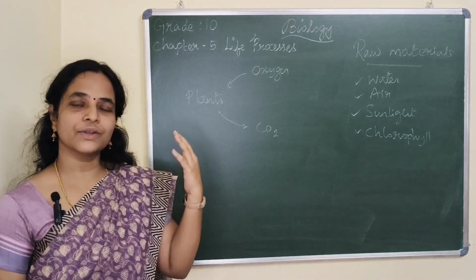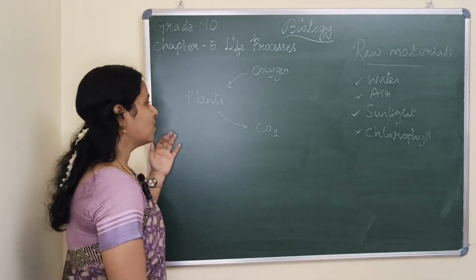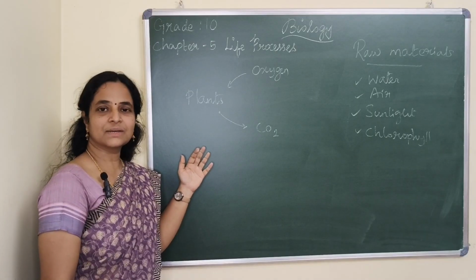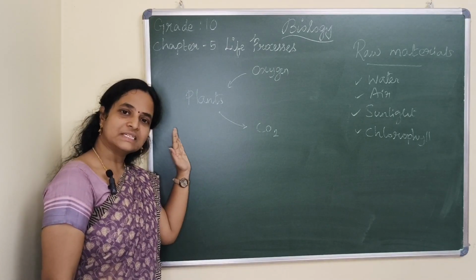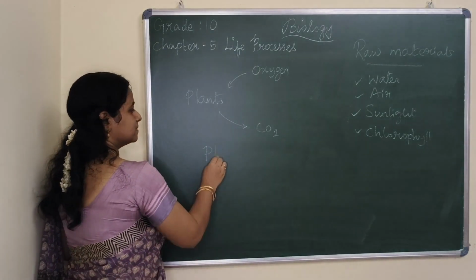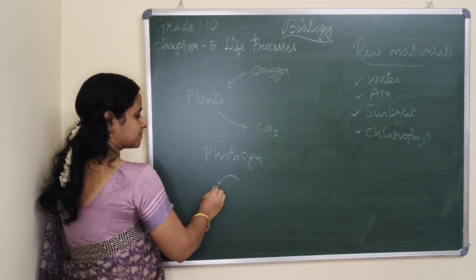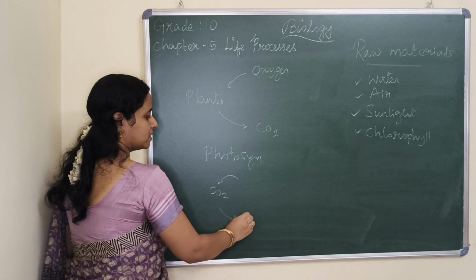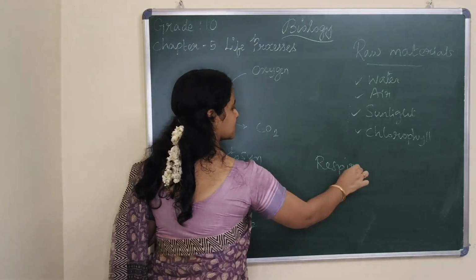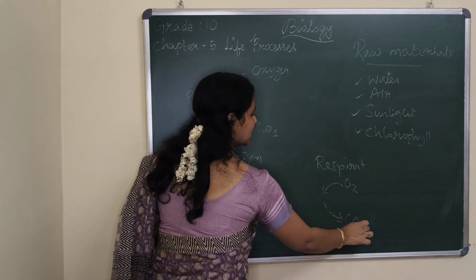But since plants carry out photosynthesis the whole day because of the presence of sunlight, what will happen? They inhale carbon dioxide and oxygen. So you may ask a question, how? Both respiration and photosynthesis occur simultaneously. For example, during photosynthesis, plants take in carbon dioxide and they leave out oxygen. And during respiration, plants inhale oxygen and they leave out carbon dioxide.